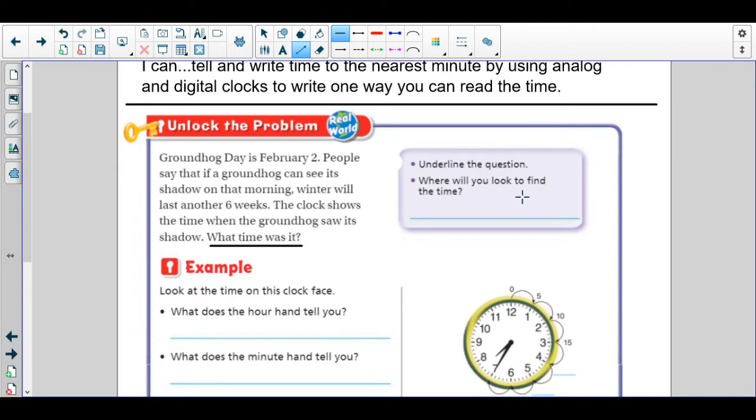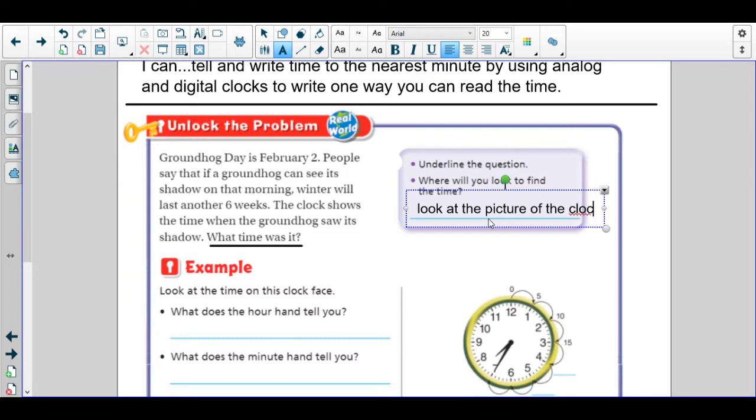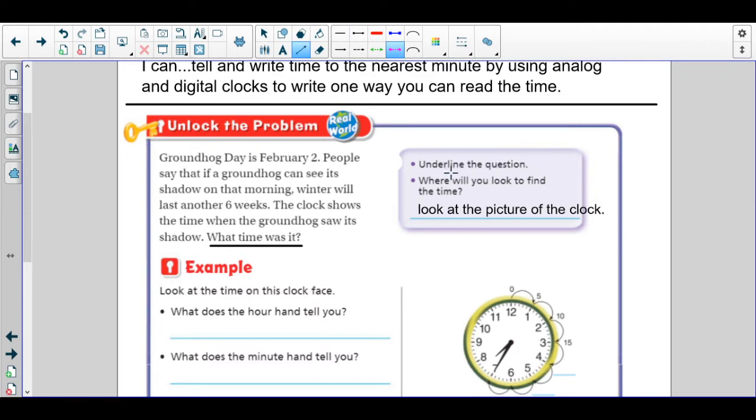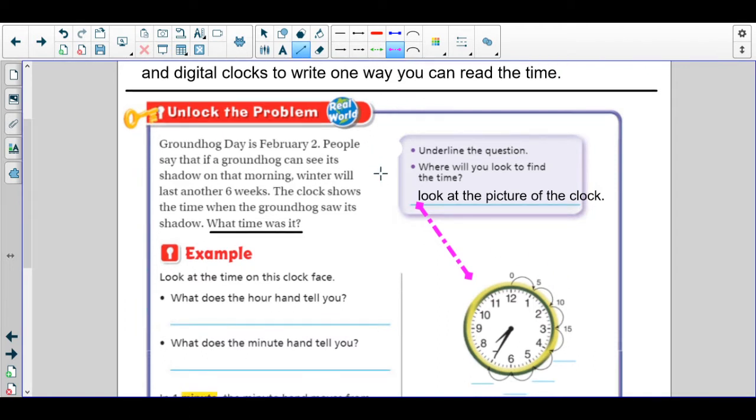And where would you look to find the time? Well, it's going to be pretty simple. You know where we're going to look? We're going to look at the picture of the clock. That's going to be this right here, that thing down there. So let's see what we can do here. Look at the time on this clock face. What does the hour hand tell you?